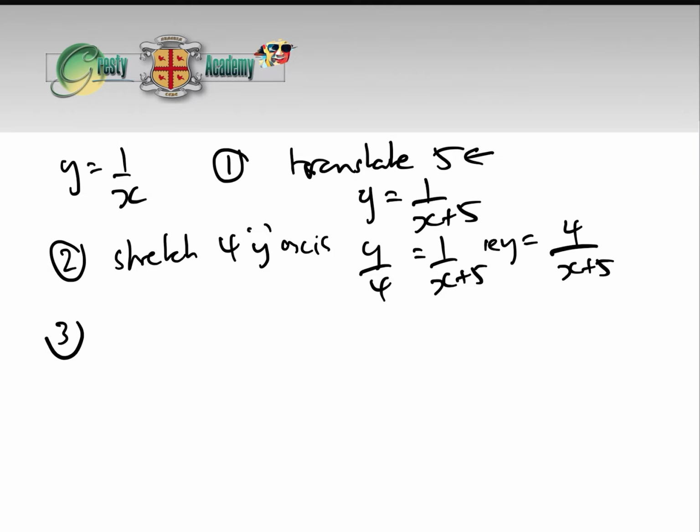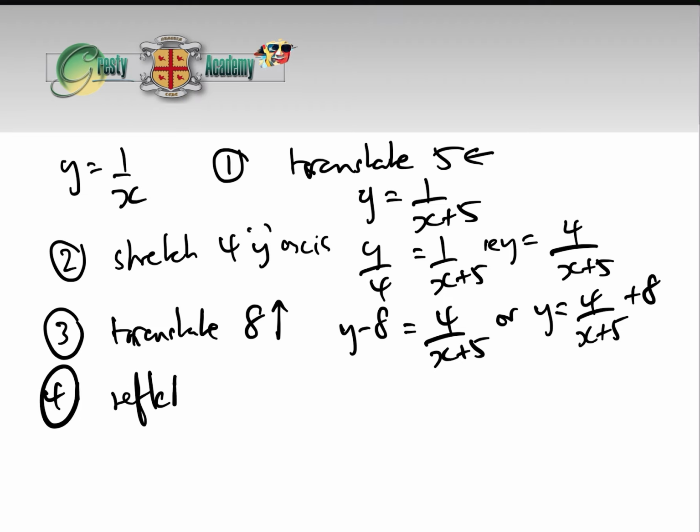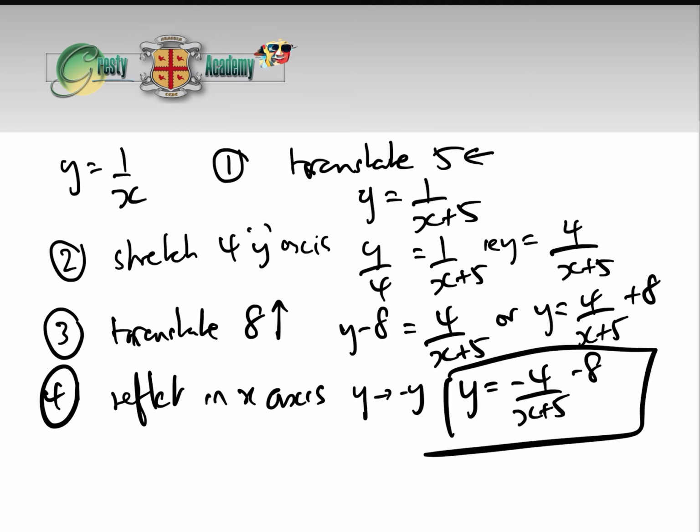And then step 3, what we could do is translate it 8 in that direction, i.e. replacing y by y minus 8, so that's y minus 8 equals 4 over x plus 5, or y equals 4 over x plus 5 plus 8. And then step 4, as I'm sure you're all one step ahead of me, just reflect in the x-axis, which gives us, replacing y by minus y, i.e. y equals minus 4 over x plus 5 minus 8, which again is our transformed graph.